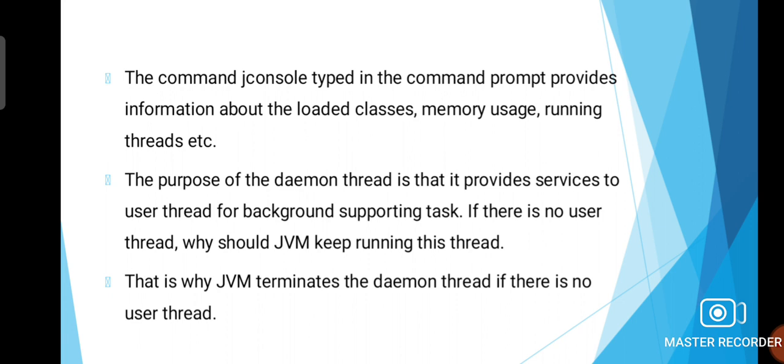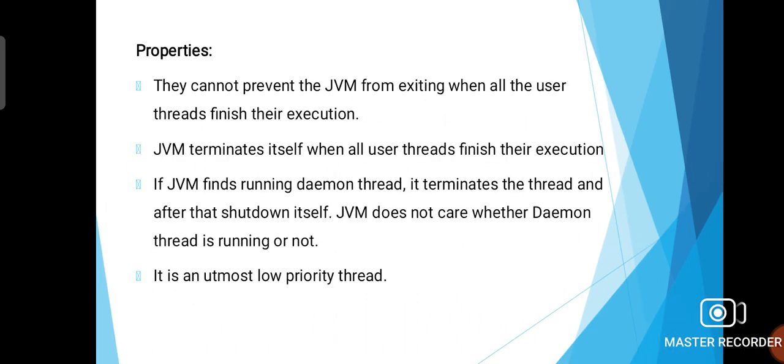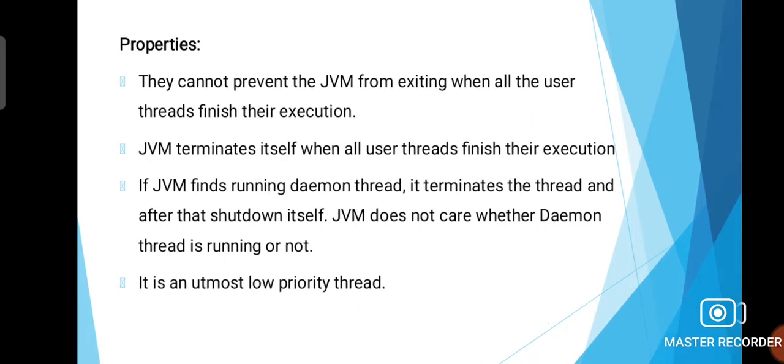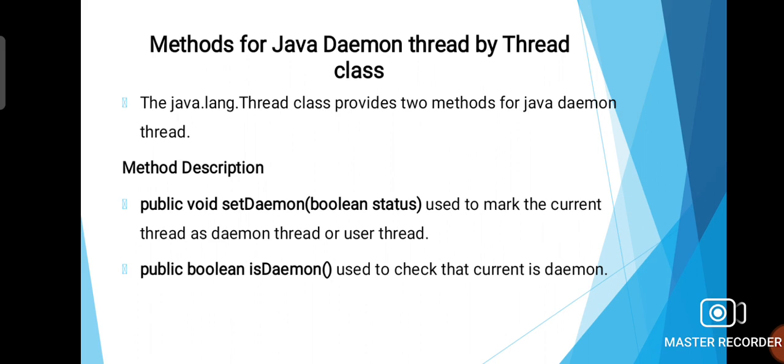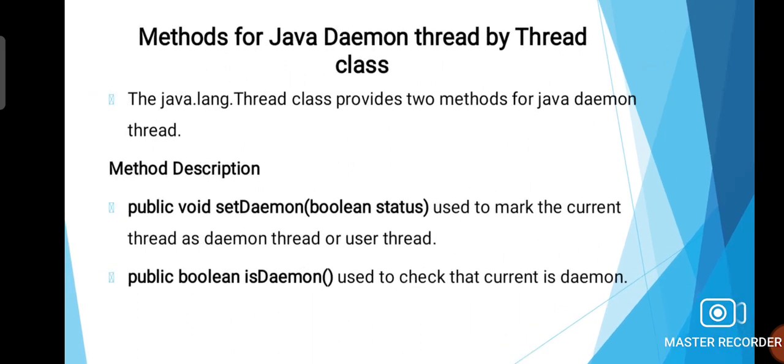The purpose of the daemon thread is to provide service to the user thread for background supporting tasks. If there is no user thread, then the Java virtual machine will stop the working of the current daemon thread. Then there are several methods to provide some of the features for the daemon thread.